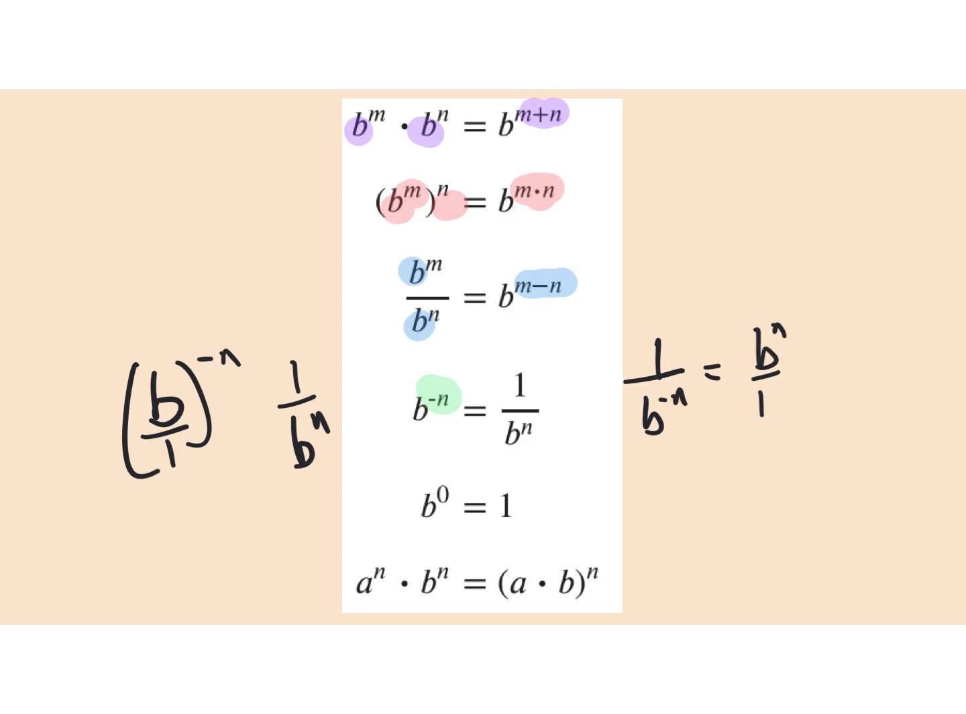And if the negative is next to the letter or variable, it only applies to the letter or variable or number. But in the first case, the whole thing was in parentheses, so the whole thing gets treated. Any number except 0, I meant to have a highlighter on, sorry. Any number to the 0 power except 0 is equal to 1.